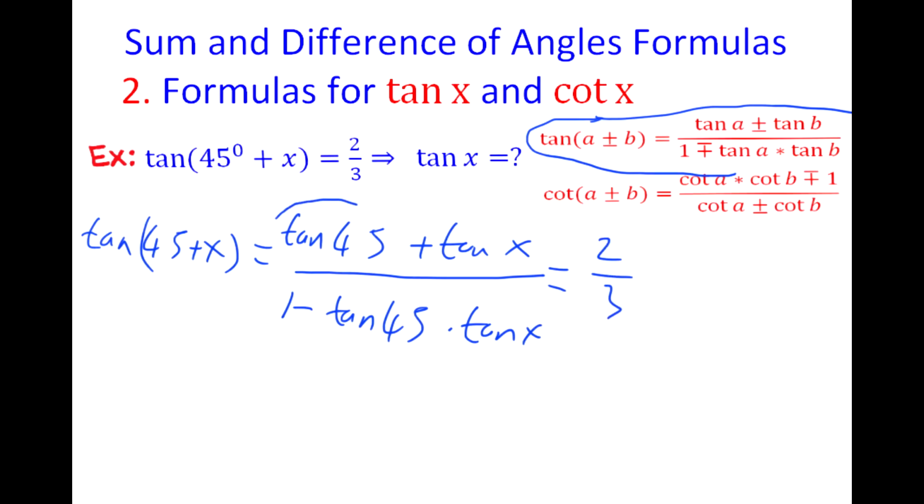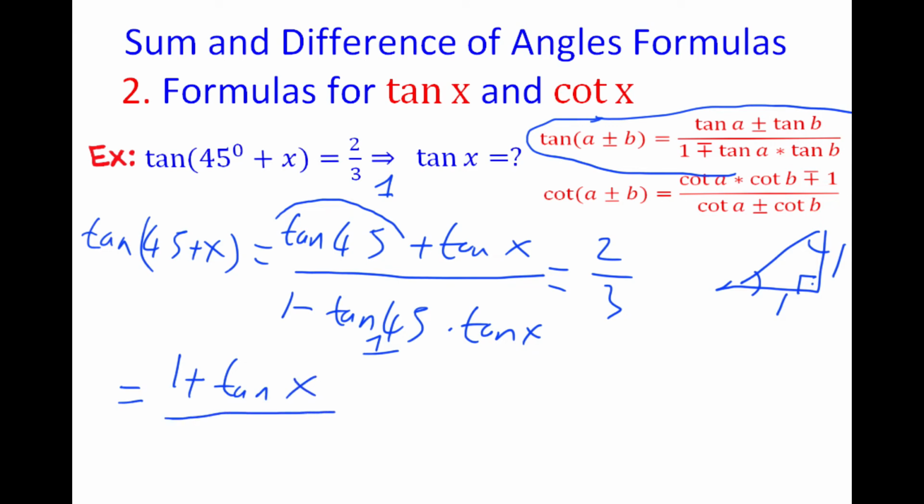We all know tangent 45, right? Because if you think the special right triangle, which has 45 and 45 degree here, those are equal to each other, right? So tangent 45 is equal to cotangent 45, and that is also equal to 1. So tangent 45 is 1, and this is also 1. So once we put those values in our equation here, then we're going to have 1 plus tangent x divided by 1 minus tangent x, and this is equal to 2 divided by 3, guys. And now we have an equation.